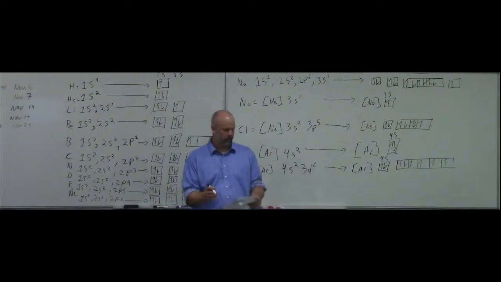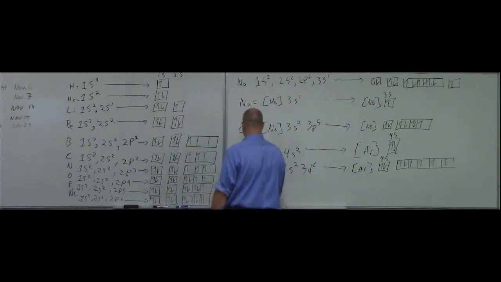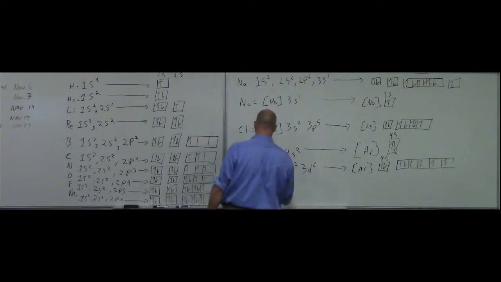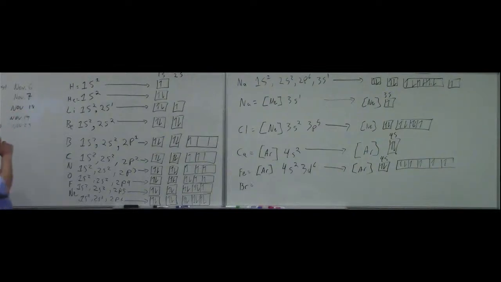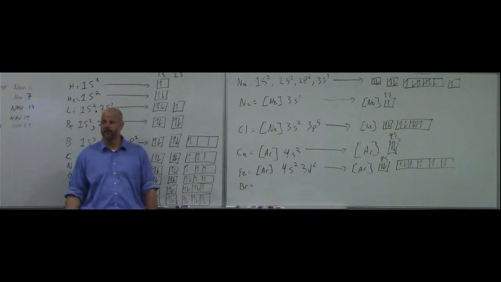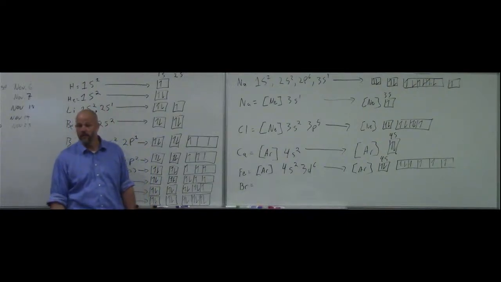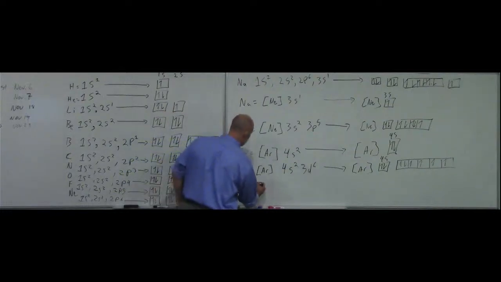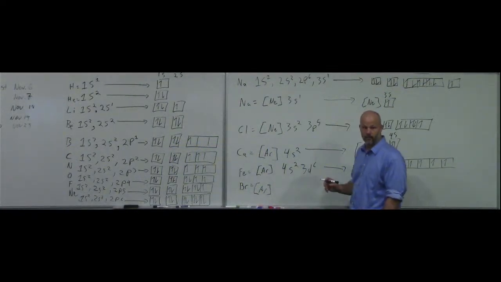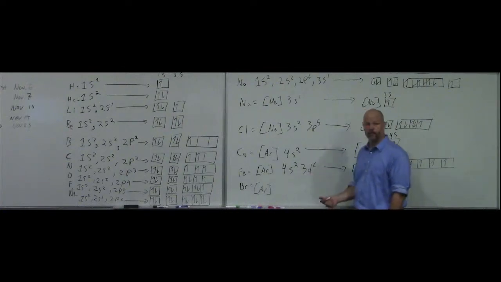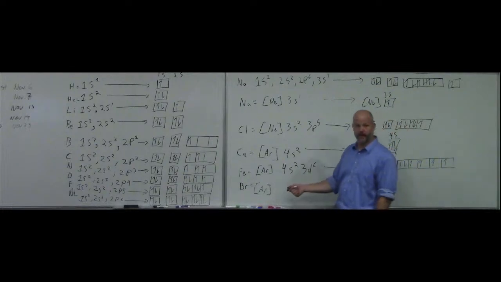bromine. What's the atomic number on bromine? 35. That's a lot. We're getting up there, right? What's its previous noble gas? Argon. All right, what do I have that argon does not? Take a look at where iron was, right? We got 4s, what? 2.